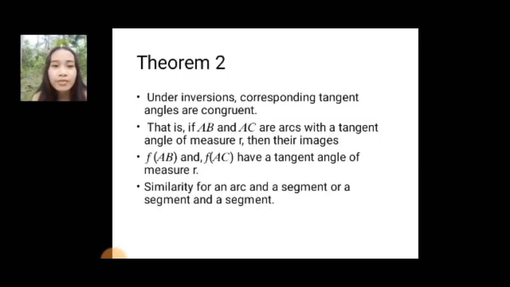So let's have theorem 2. Under inversions, corresponding tangent angles are congruent. That is, if AB and AC are arcs with a tangent angle of measure R, then their images FAB and FAC have a tangent angle of measure R. So similarity for an arc and a segment, or a segment and a segment.